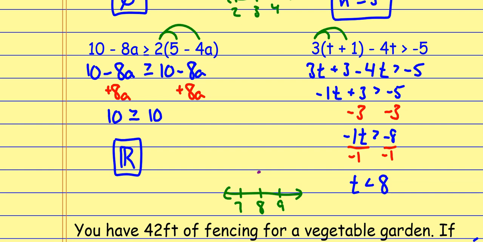No equal to condition, so an open dot. Less than, so I shade to the left because that's where the smaller values are, okay? And again, we could use that to check by plugging values like the 7 back into the original inequality. It should give us a true statement because that's what's shaded.